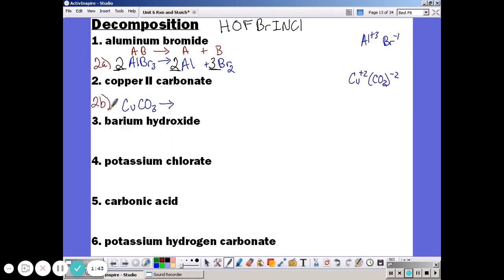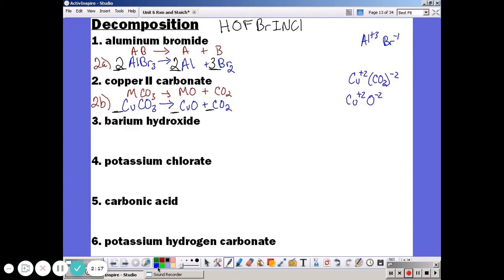MCO3 decomposes into MO, which would be oxide, plus CO2. Well, the metal in this problem is copper, and copper had a charge of +2. Oxygen also has a charge of -2, so that would reduce to CuO. And then I would just copy plus CO2. You would have to balance it then. 1 Cu, 1 Cu, 1 C, 1 C, 3 oxygens, 1 plus 2 is 3 oxygens, so it is balanced.